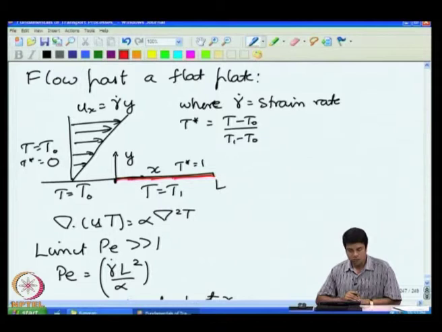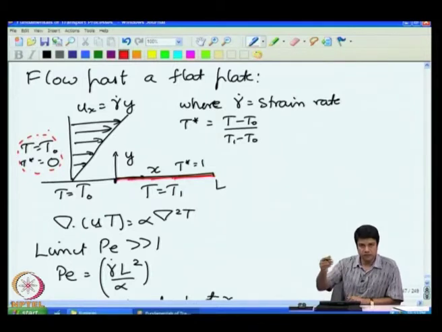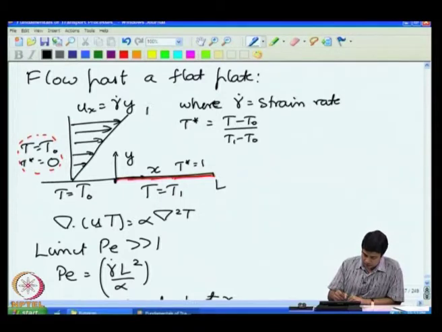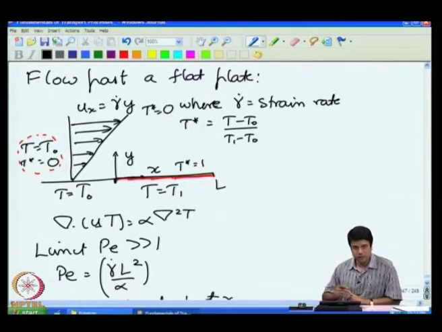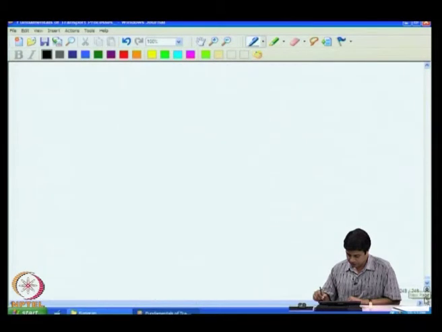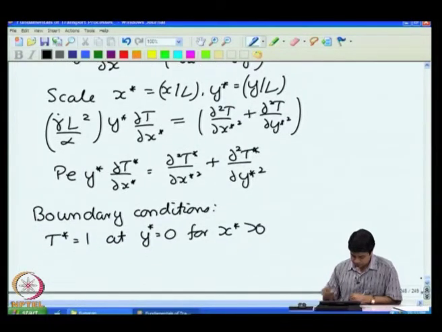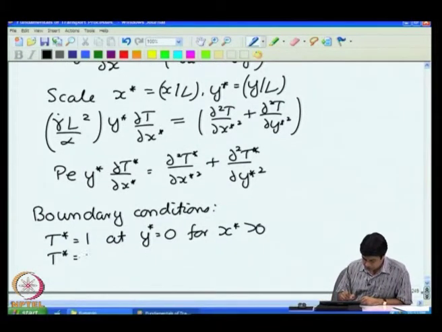As I go far from the plate, the temperature should be equal to the free stream temperature. If I go very far from the plate, as y goes to infinity, I should recover T star is equal to 0, because the effect of heating from the plate has not yet reached that far. So, as y goes to infinity, T star has to decrease to 0. And T star is equal to 0 as y star goes to infinity.